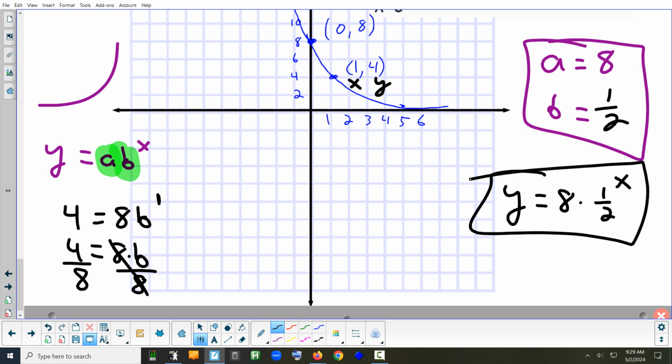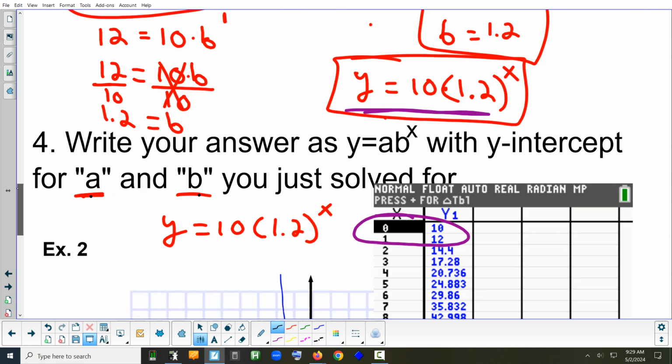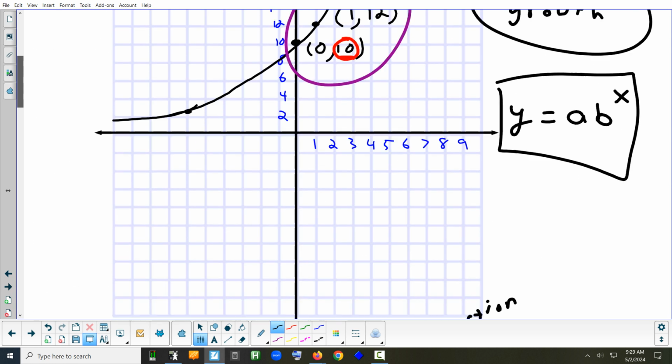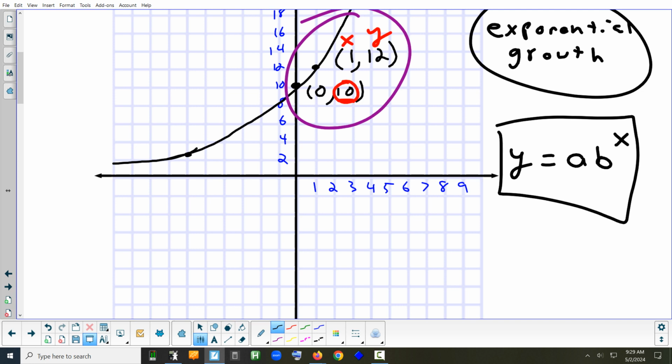Any question on that one? So we did finding an equation for a decay graph, and then the first one we did was finding an equation for a growth graph. So we covered both types.